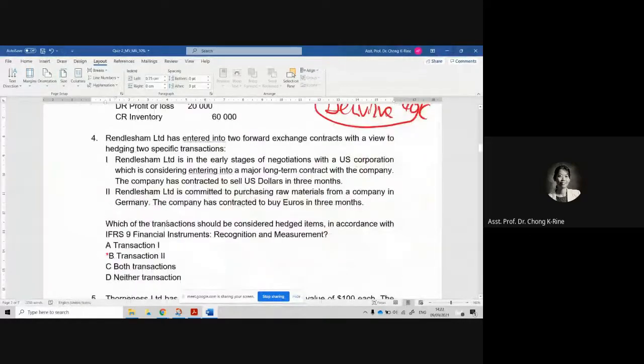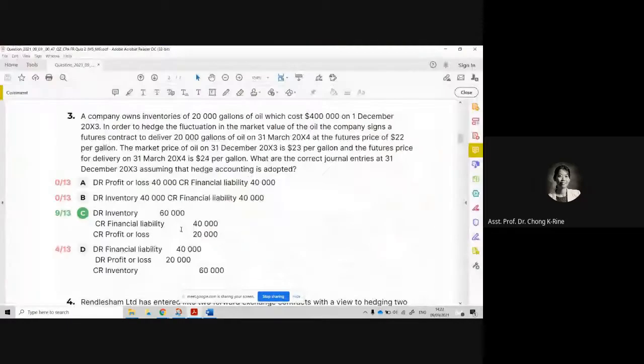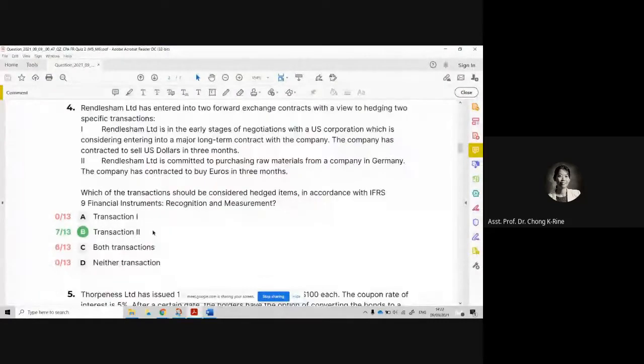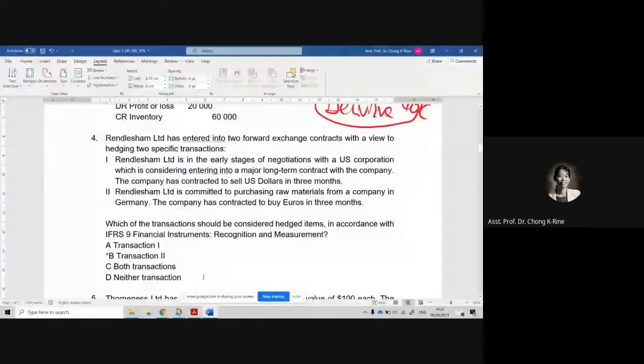And let's look at question 4. Question 4, 7 got right. Now let's see question 4. This company has entered into 2 forward exchange contracts with a view to hedging 2 specific transactions. The question asks us, which one is considered as a hedge item? I will tell you the keyword. The answer is number 2. This one is a hedge item. Why? Because there is a firm commitment. There is a commitment to purchase raw materials from a company in another country.